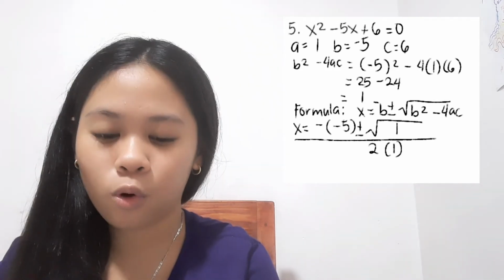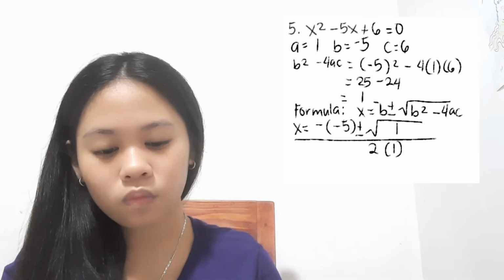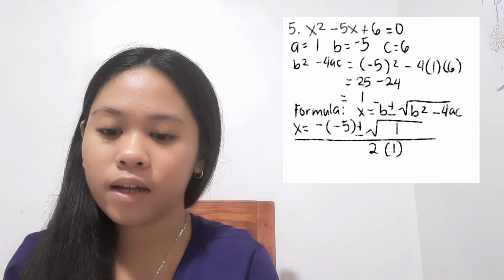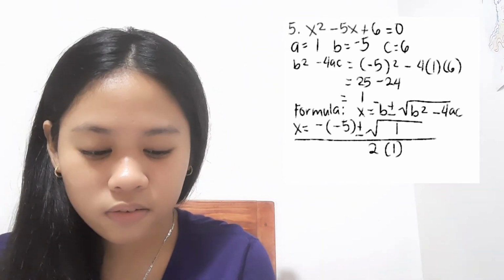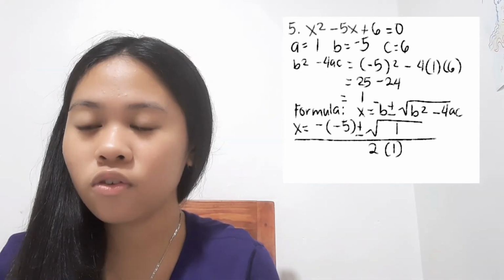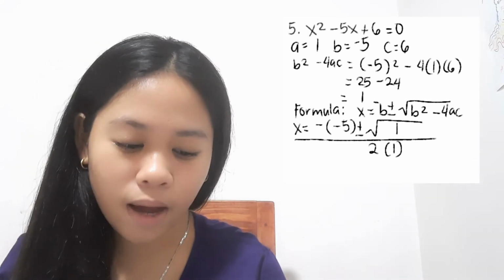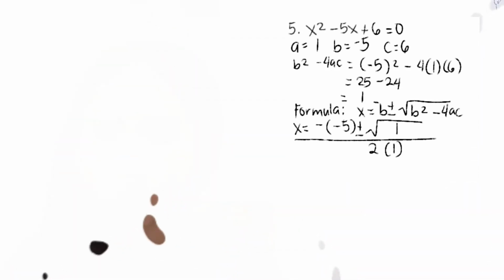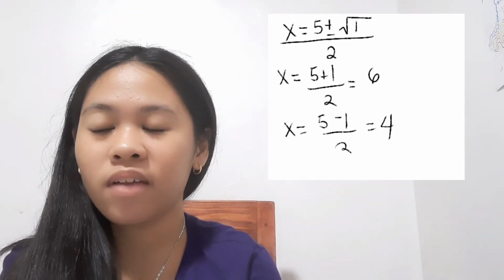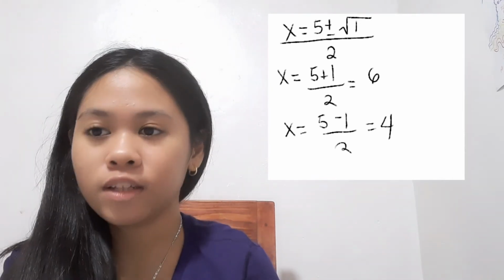Now we will subtract 25 and negative 24. 25 minus 24 is equal to 1. So, if we apply the quadratic formula, that will be x equals negative 5 plus or minus the square root of 1, all divided by 2 times 1. And after that, our answer will be x equals positive 5 plus or minus the square root of 1, all divided by 2.